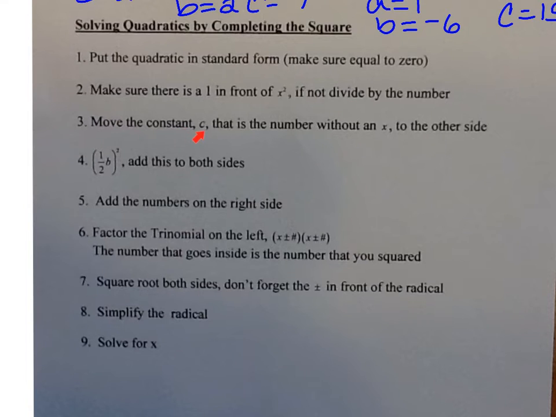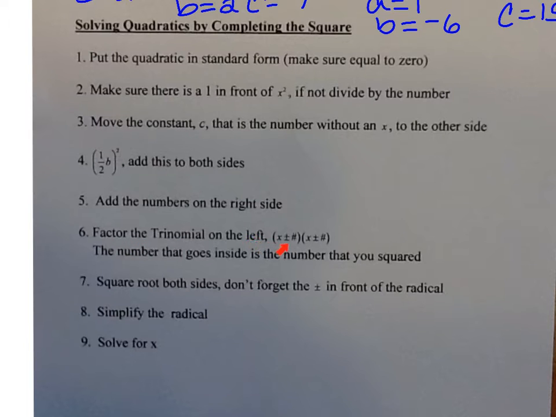Move the constant, that's the c, that's the one that doesn't have an x, to the other side. Then you're going to do half of the b value, that's the number in front of x, and then you're going to square it and add it to both sides. You're going to add the numbers on the right. You're going to factor the trinomial on the left.